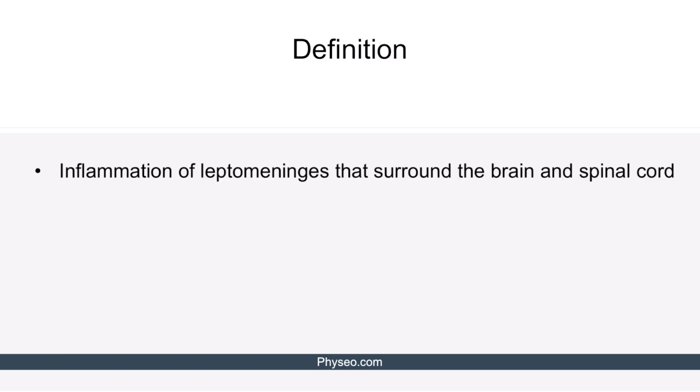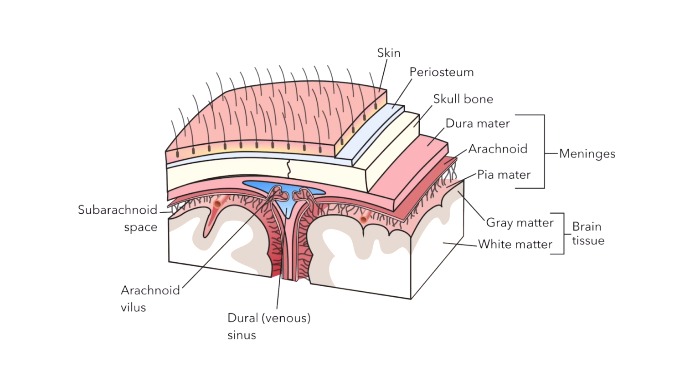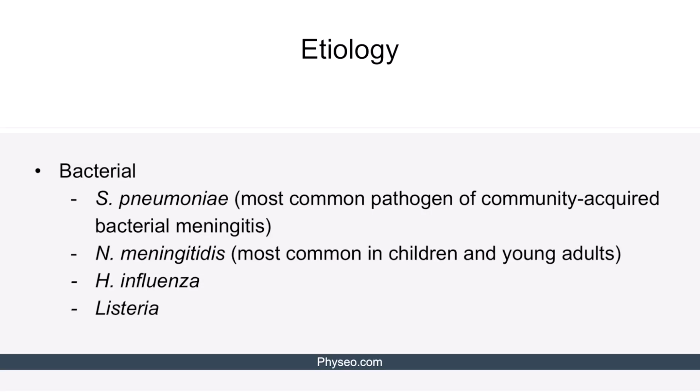Now, meningitis is defined as inflammation of the leptomeninges that surround the brain and spinal cord. So here's an image that shows explicitly those layers of the meninges. Just as a brief anatomy review, we've got the dura mater, the arachnoid mater, and then deep to that is the pia mater. All of that surrounds the brain tissue. So when we say that the patient has meningitis, we're including these layers as well as the CSF. So the leptomeninges.